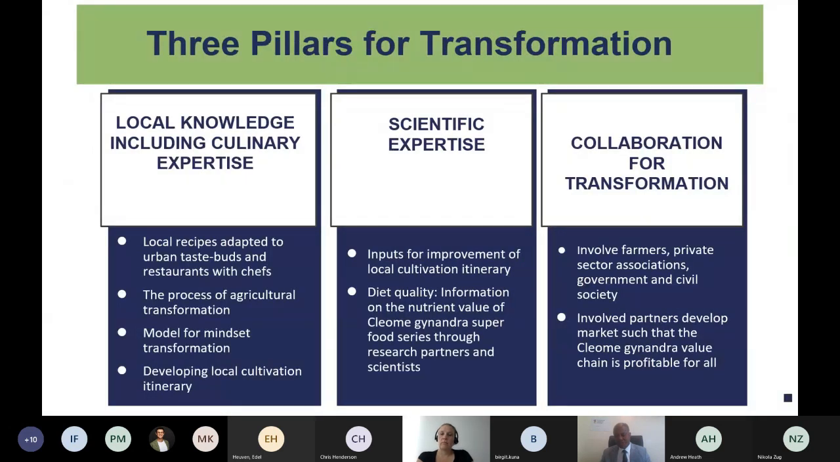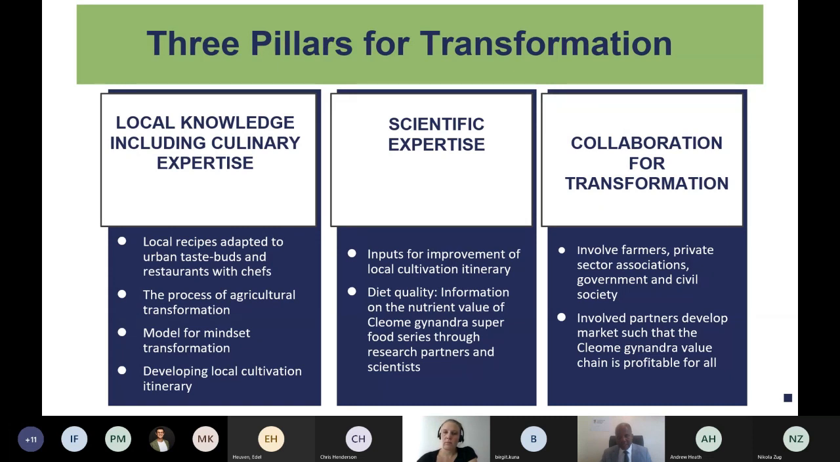We can see here, before, in the previous slide, actors involved in promoting Cleome-Ginandra. Those are stakeholders, farmers from the communities. 3 pillars for transformation. Here we mention local knowledge, including culinary expertise. Those involve local recipes adapted to urban taste buds and restaurants with chefs, the process of agricultural transformation, and we talk also about the model mindsets for transformative change. And also, as I mentioned, developing local cultivation itinerary to be improved locally.